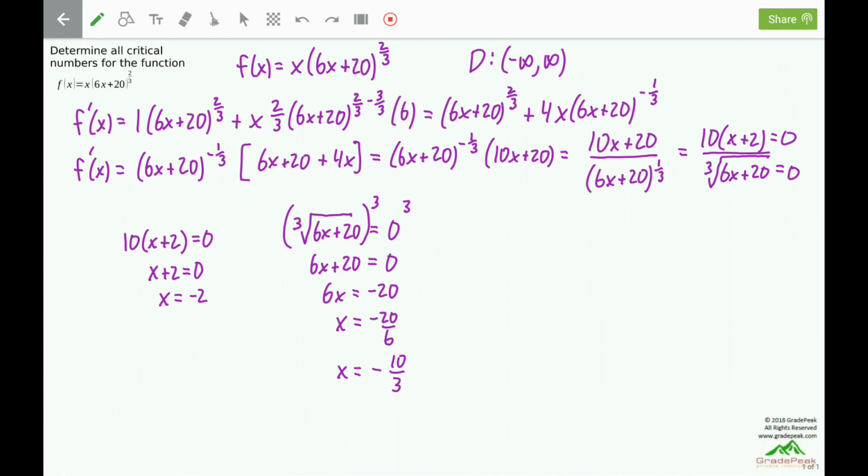Now we check to see if these x values are in the domain. The domain here is all reals. The first one we had was x equals negative 2. That is a real number, so we keep that one. And the next one we have is x equals negative 10/3. That's also a real number. And therefore we keep that one. And there are the two critical numbers for the function, x equals negative 2 and x equals negative 10/3.